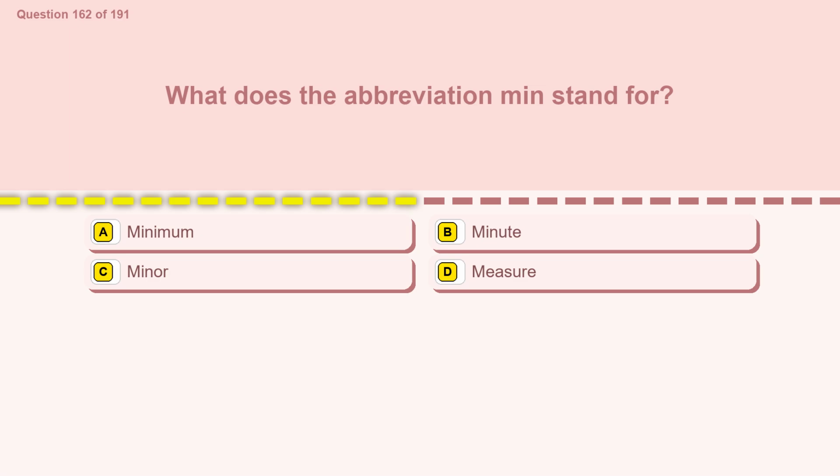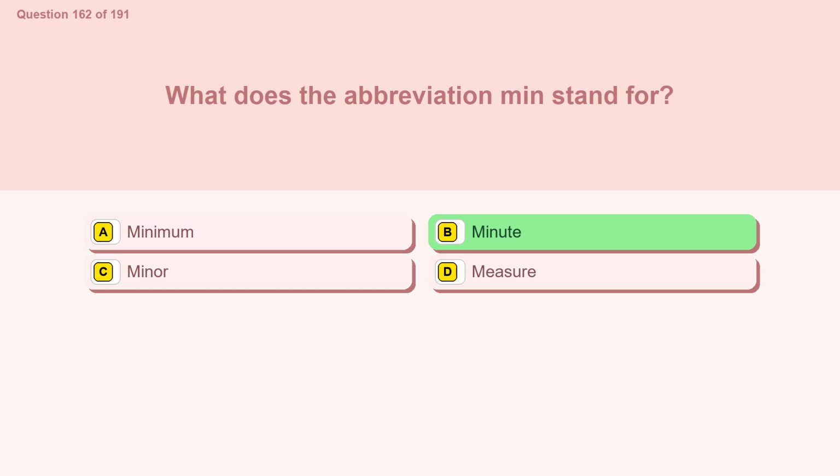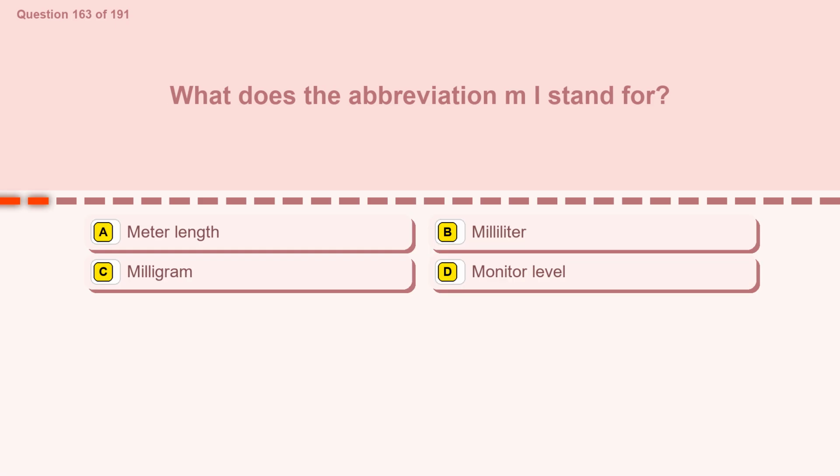Option A, a minimum. Option B, minute. Option C, minor. Option D, measure. The correct answer is option B, minute. A minute is a unit of time equal to 60 seconds. Question 163. What does the abbreviation ml stand for?